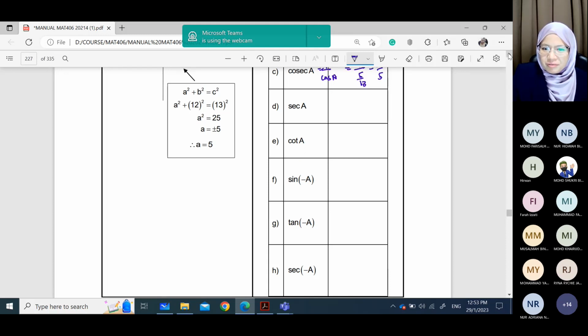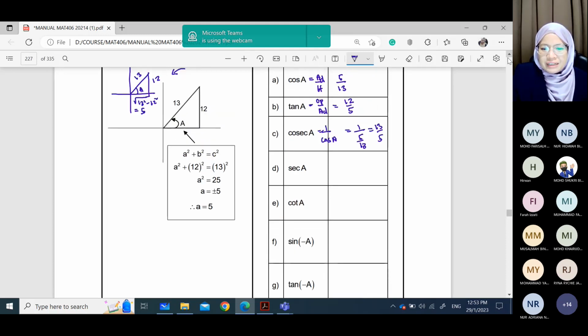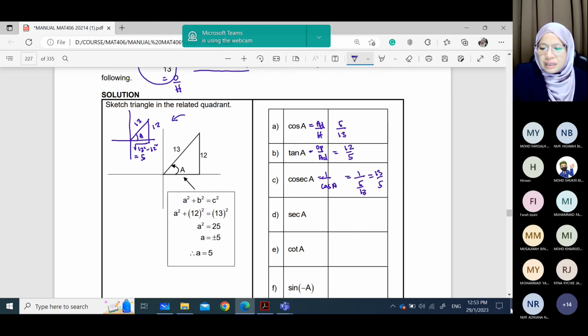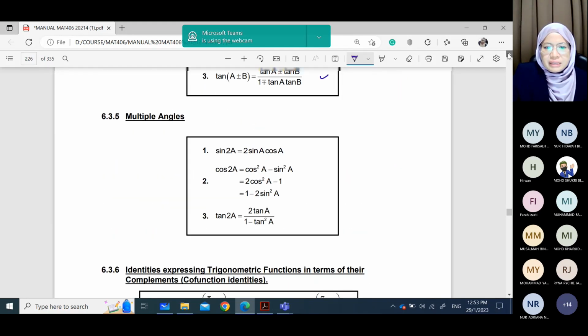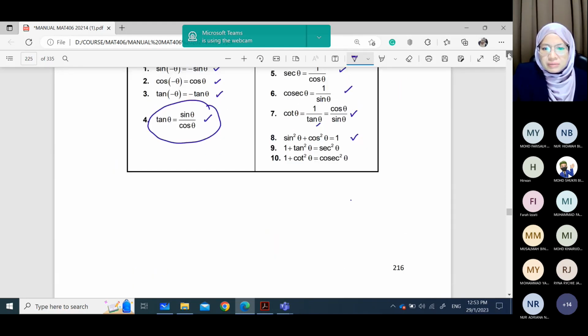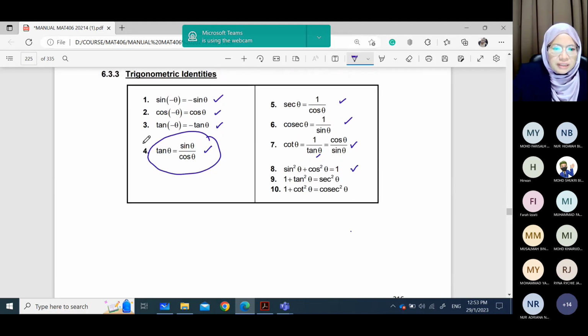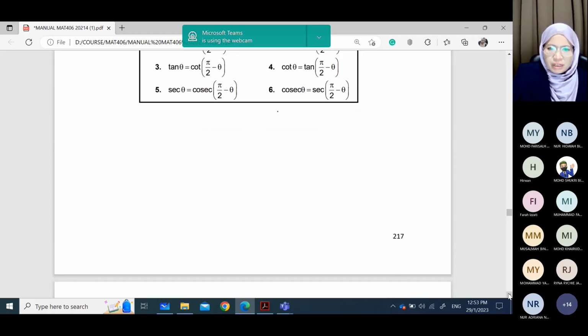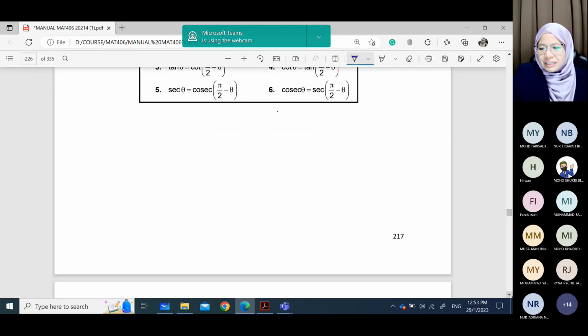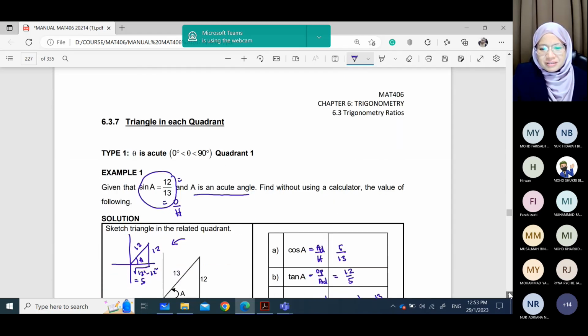Okay, boleh? Faham? So, untuk sign negatif A ni sama juga dengan kita tengok identity dia tadi ada negatif-negatif tu kan? Okay, so you can look at this identity for yang ada negative angle, positive angle, kita tengok kat sini. Okay? Boleh ya? Ada soalan tak ni? Hari ni kelas kita lama.